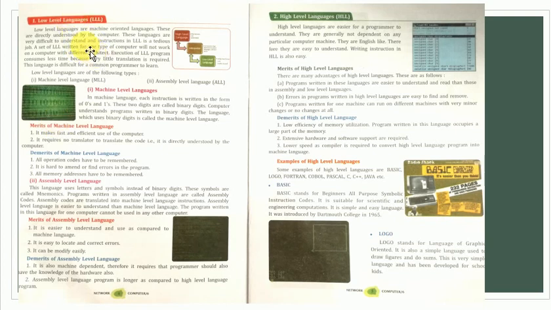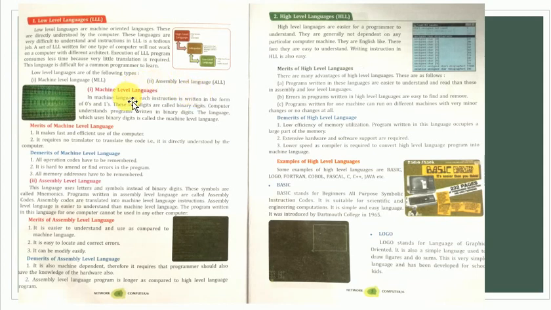So the first one is low level language. Now we are going to learn about low level language. Low level language is machine oriented. It means the machine can understand this language. And the second thing is that a program running on one system cannot run on another system. It is further divided into two languages: the first is machine level language and the second is assembly level language.